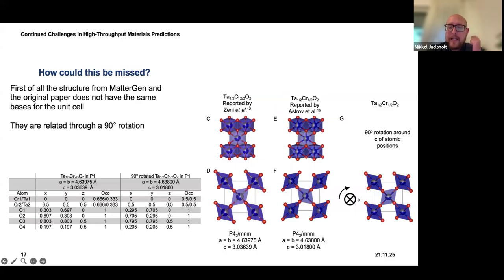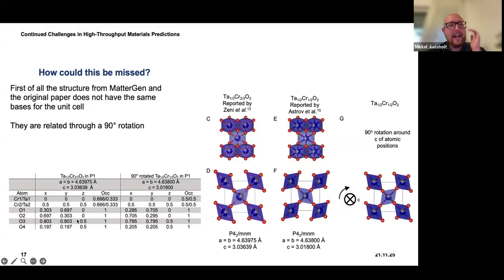So the first thing is, of course, that the basis, like the setting for the unit cell, is not the same. So this is the structure reported by Microsoft and MatterGen. This is the original structure reported in 72. And you can see very easily, if you look at the elongation of the oxygen bonds, they don't look the same, but it turns out you can do a 90-degree rotation around the crystallographic z-axis, and then you get the same. And also, if you then expand these two structures into a P1, so we can look at all the atoms in the unit cell, you can see that all the atomic positions are very, very similar.